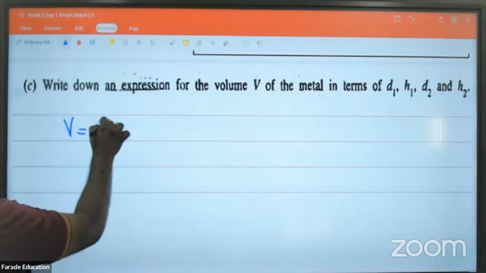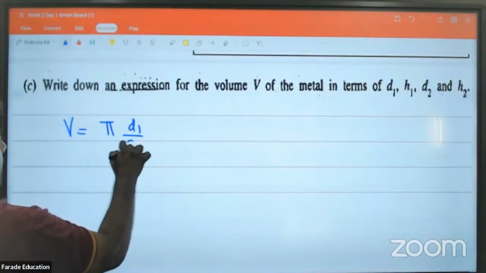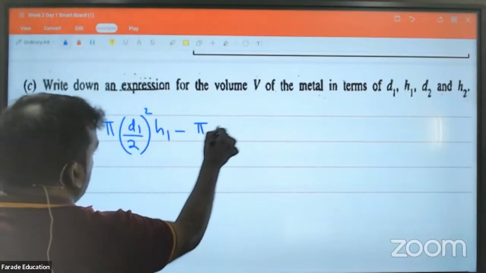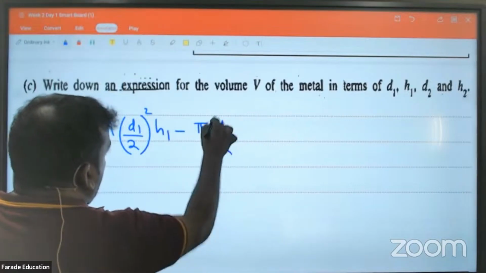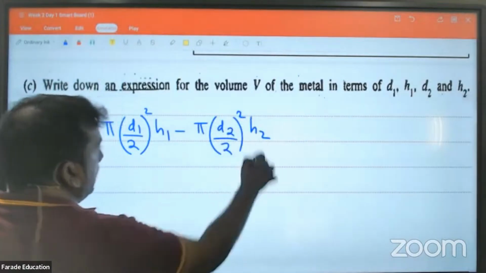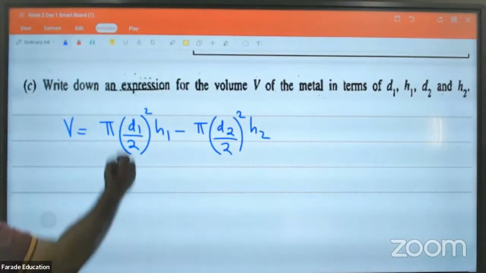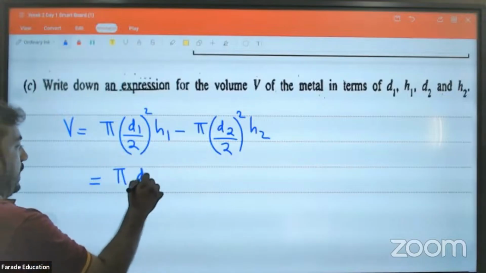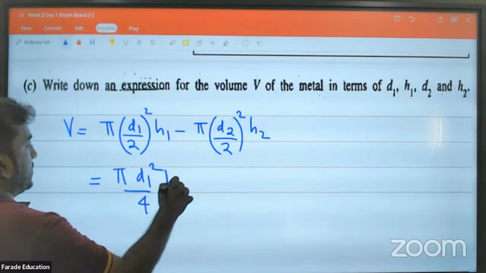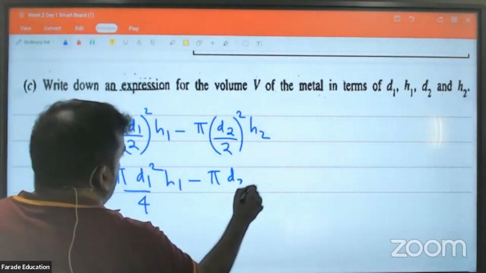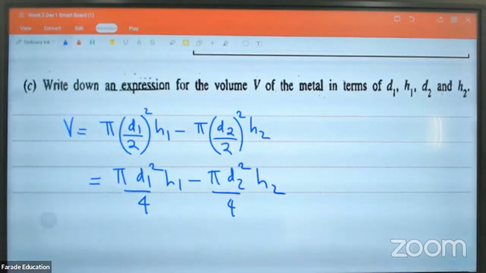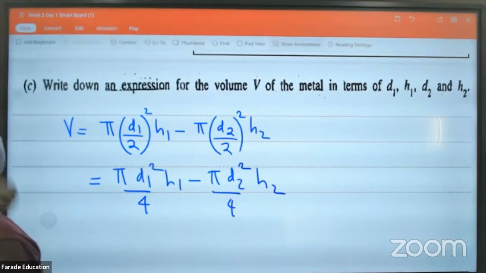Volume is equal to pi (D1 divided by 2) squared H1, minus the smaller cylinder, pi (D2 divided by 2) squared H2. I think this is good enough. If you want, you can simplify it further, but no need: pi D1 squared divided by 4 H1 minus pi D2 squared divided by 4 H2. Once you need it, write it down.